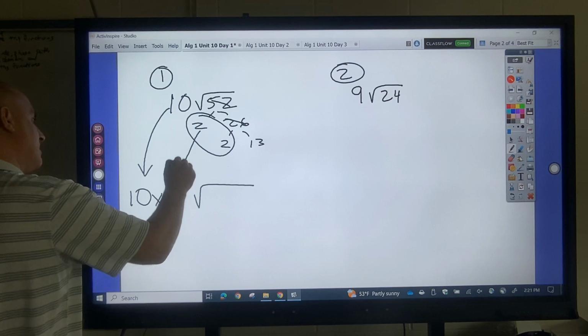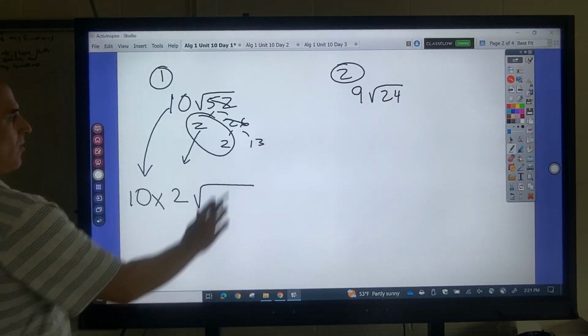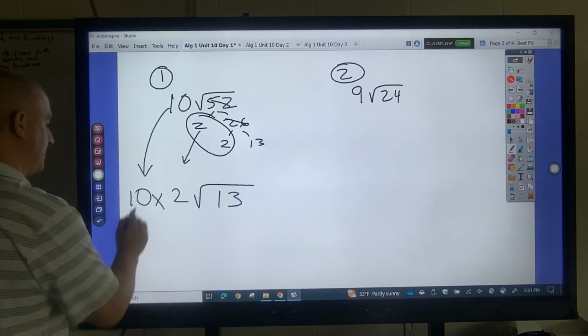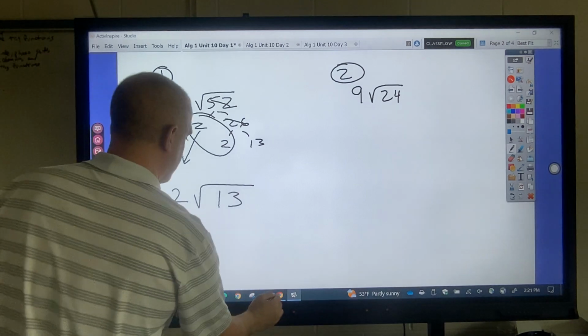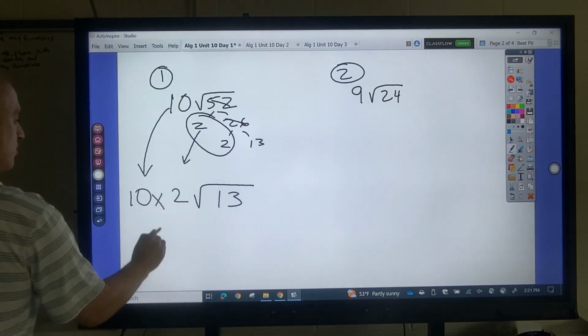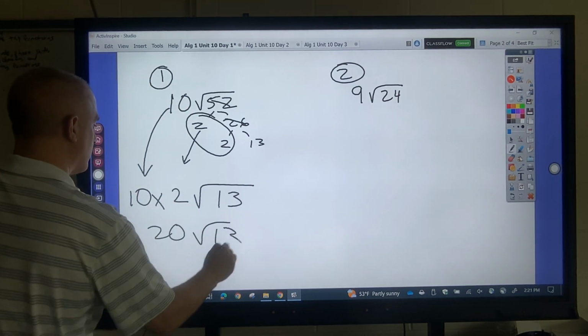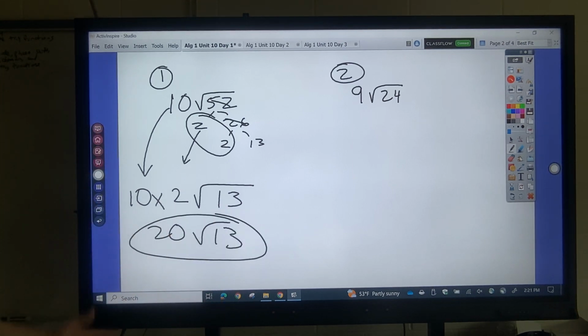I can take one of these 2's out. That's 2. What did I not circle? 13. All right, and then what I do is I multiply those numbers. 10 times 2 is 20. So that's 20 square root of 13. That's all you have to do.